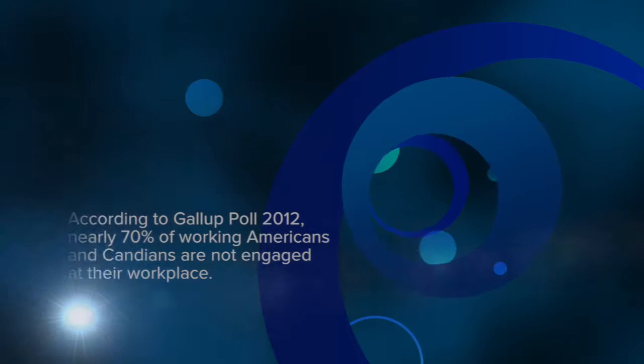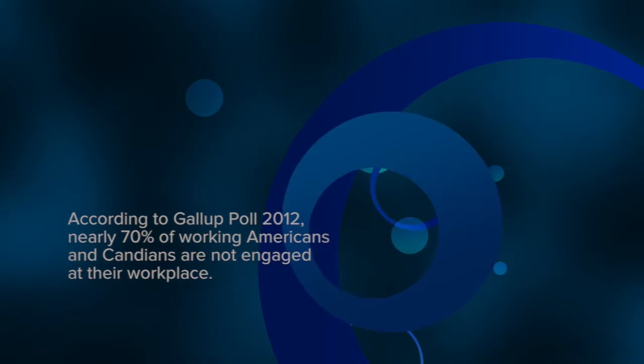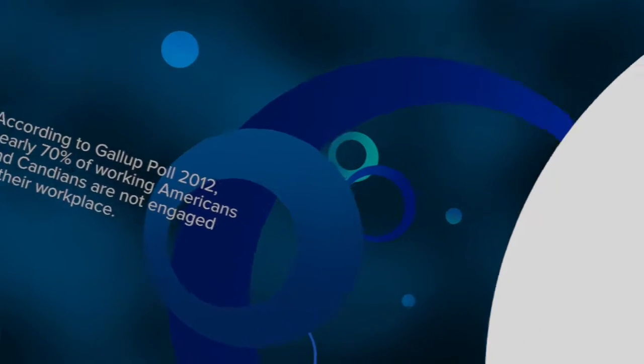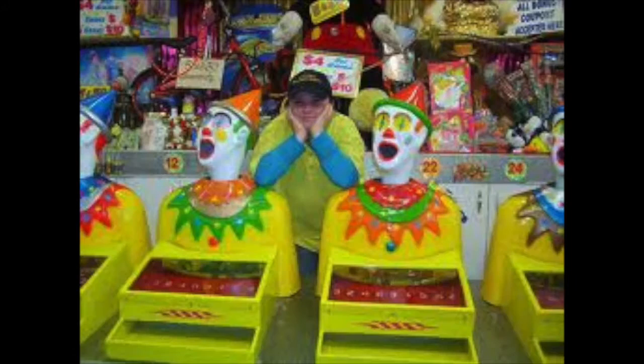But keeping people engaged is hard. In fact, a Gallup poll in 2012 showed that nearly 70% of working Americans and Canadians were not engaged in their workplace. These were adults. So if adults are not engaged in their workplace, then how is one supposed to engage an adolescent learner who's raging with hormones?